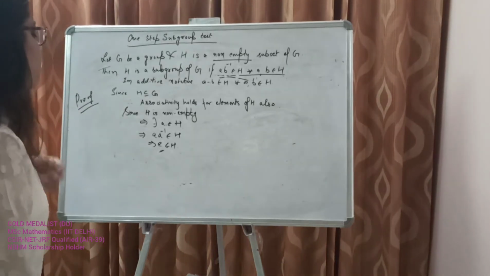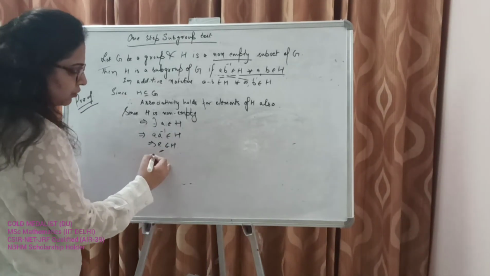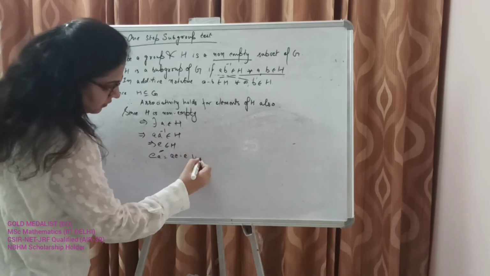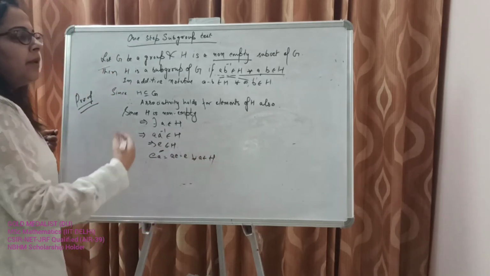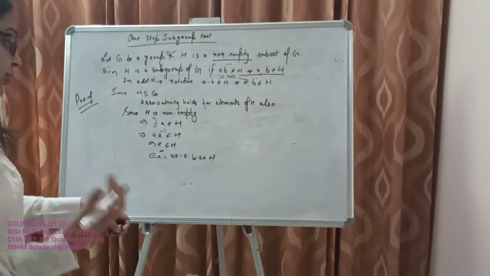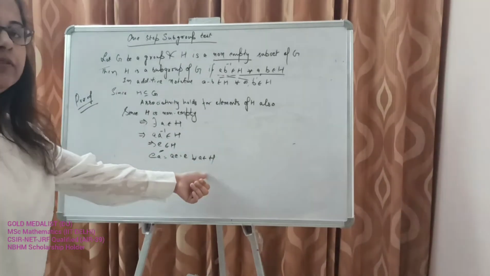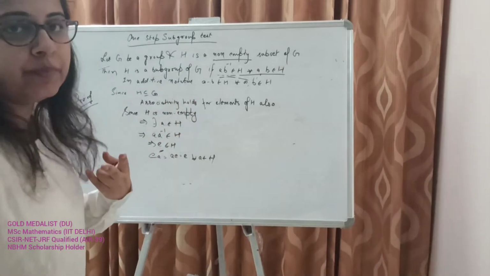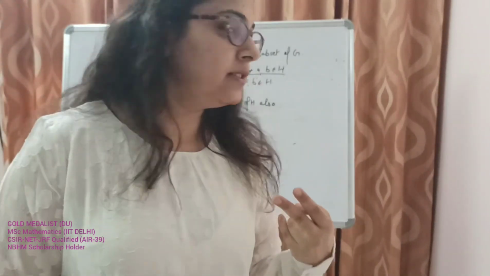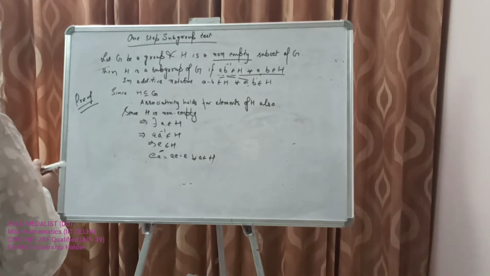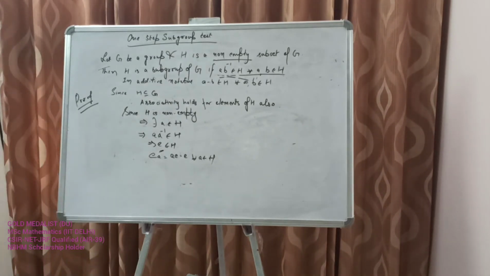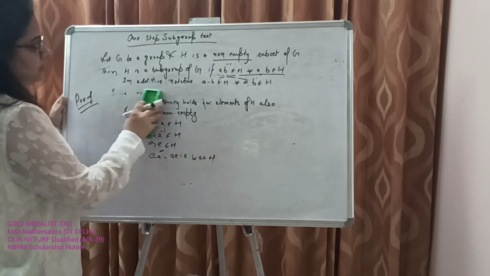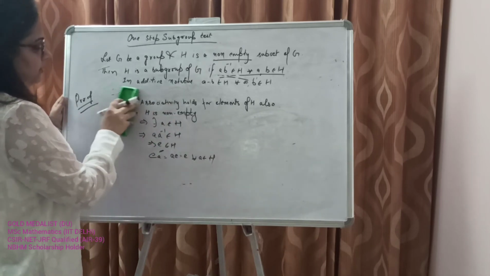We already know that it commutes with every element of G, hence it will commute with every element of H also. So we have proved the second axiom, that the identity exists. Next we will prove the third axiom, which is the existence of an inverse for every element.